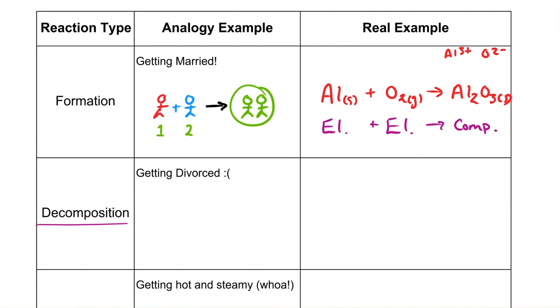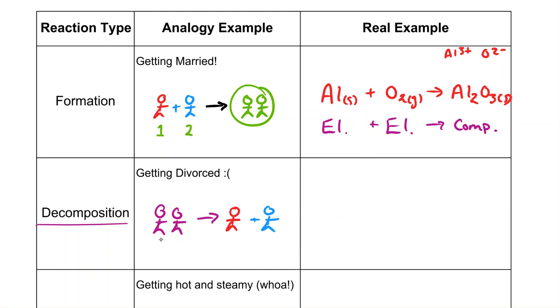Unfortunately, the analogy that makes sense to a lot of people is getting divorced. So we'll take a compound that's made up of more than one element, right? We've got two different elements here, and they're going to get divorced, or break up, and we're going to get two different elements from this.